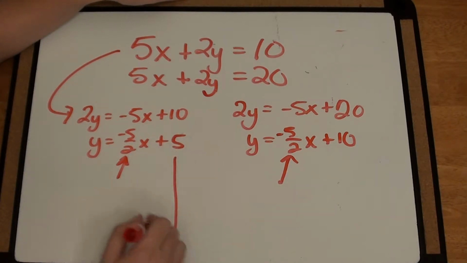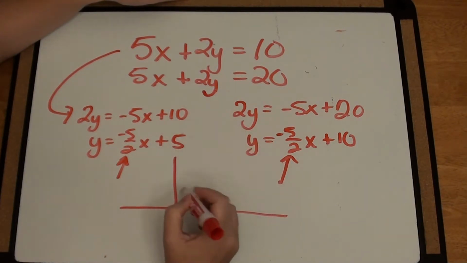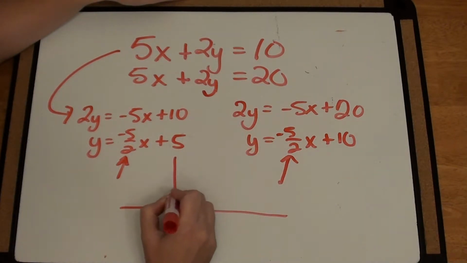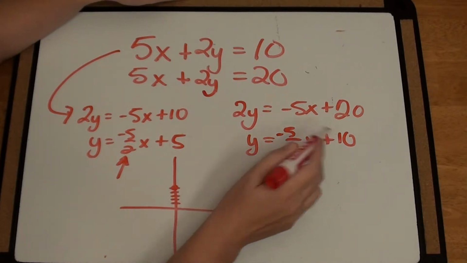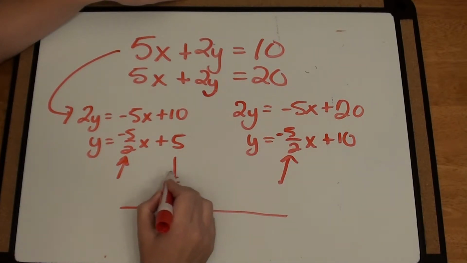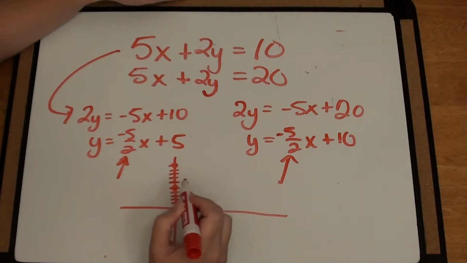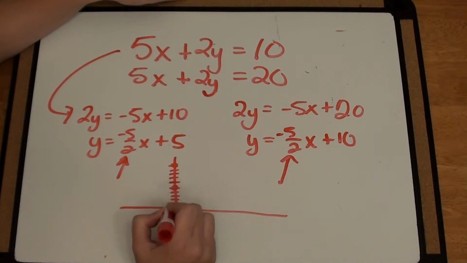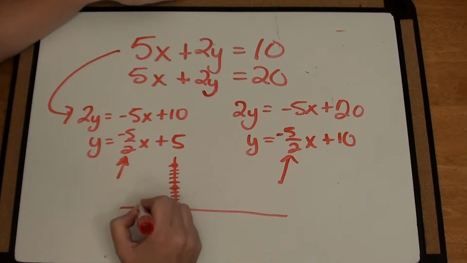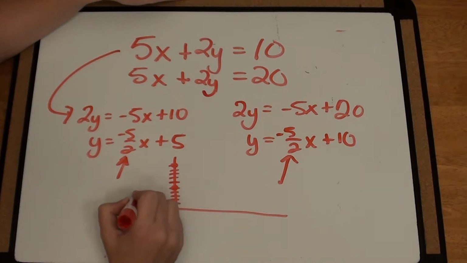So what does that look like? Here the y-intercept is 5. 1, 2, 3, 4, 5. Here the y-intercept is 10. 6, 7, 8, 9, 10. But both of them are going to do the same thing. They're going to go back 5 and down 2. So this one's going to go back 5 and down 2.